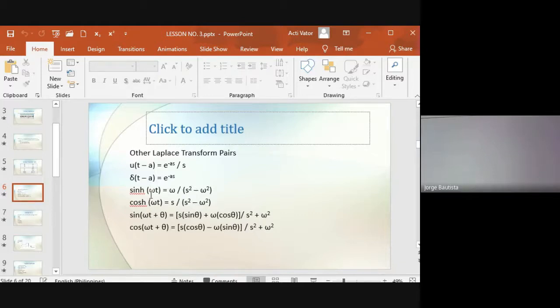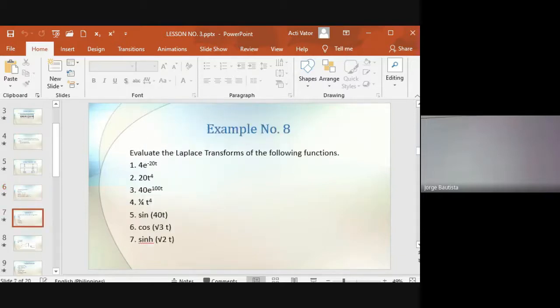Same ang Laplace ng ordinary sine at cosine, pero magche-change na ng sign. Okay? Katulad dito, yung sine at cosine mo ay mayroong plus theta. They started at a certain degree; hindi sila nag-start sa 0. Ayan, so you have the other Laplace transform pairs na importante rin.